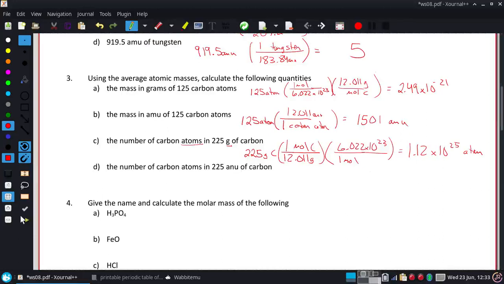All right, but in D, it's back to, that should have been AMUs. So since it's AMUs, we can make this conversion in 1 step because we know that there are 12.011 AMUs for every carbon atom. I'm doing that upside down.